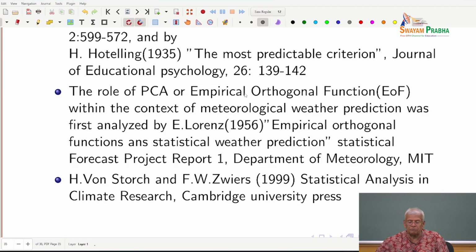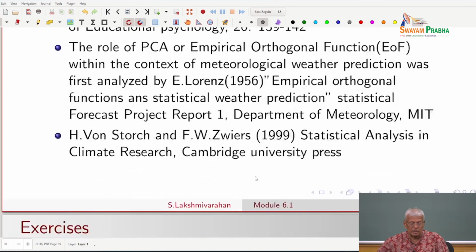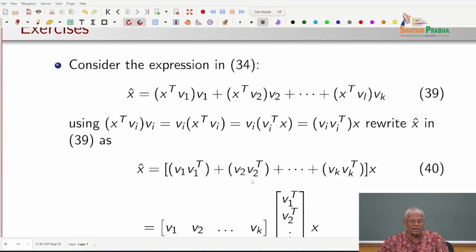The sample counterpart of PCA is called empirical orthogonal function, EOF. Within the context of meteorological weather prediction, it was first analyzed in 1956 by Ed Lorenz, empirical orthogonal function and statistical weather prediction. There is a very nice book by Storch and Zwiers, Statistical Analysis in Climate Research, Cambridge University Press, 1999. This book talks about all aspects of basic statistical tools needed in climate research and climate science.